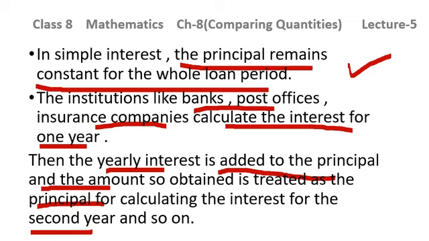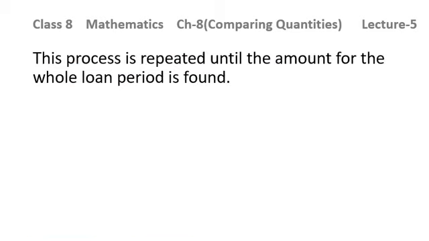But in the practical scenario, institutions like banks, post offices, insurance companies do not calculate the interest like this. They calculate the interest for 1 year, then the yearly interest is added to the principal and the amount so obtained is treated as the principal for the next year and so on. This will be more clear to you with the help of an example. Let us see. This process is repeated until the whole loan period is over.